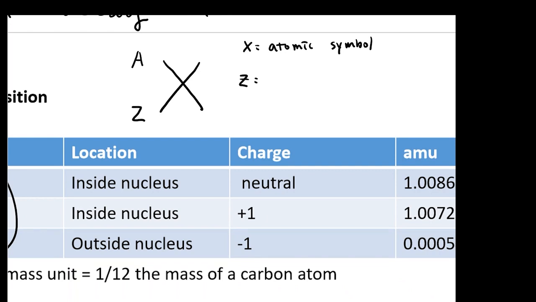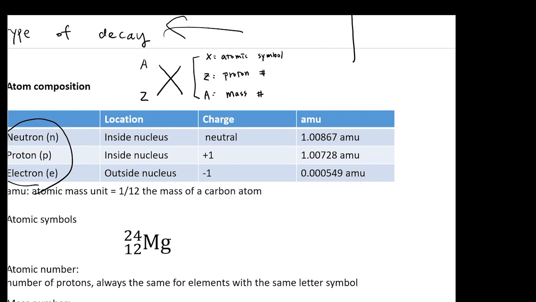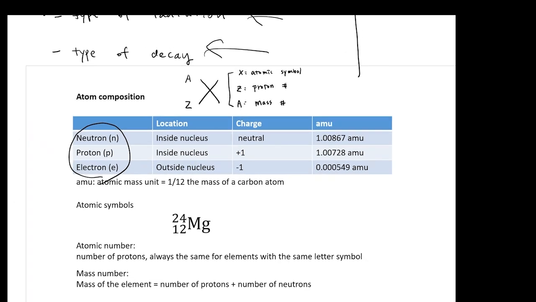Z is called the proton number. A is called the mass number. So if you have an atomic symbol, you're going to see the proton number at the bottom left and the mass number on the top left. We just mentioned that atoms are made out of protons, neutrons, and electrons.